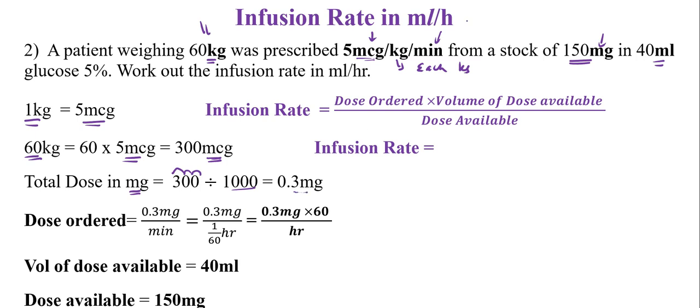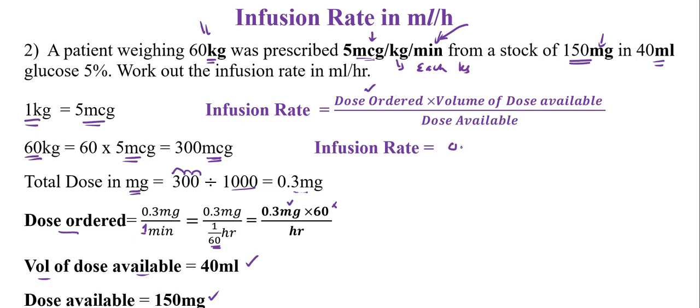But the 0.3 milligrams is every 1 minute. So to change a minute into hours, we divide the 1 by 60. The 60 becomes a numerator. So the dose ordered will be 0.3 milligrams per hour times the 60. The volume of dose available is 40 milliliters, and dose available from the stock is 150 milligrams.